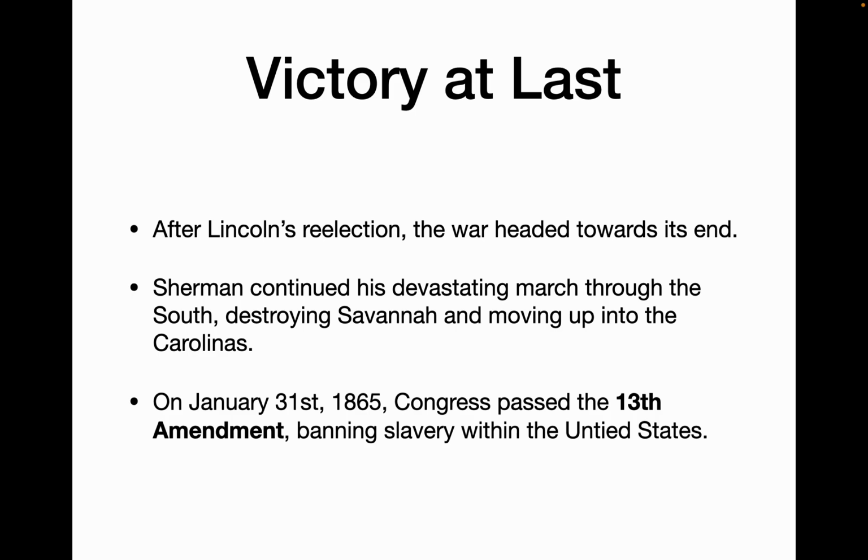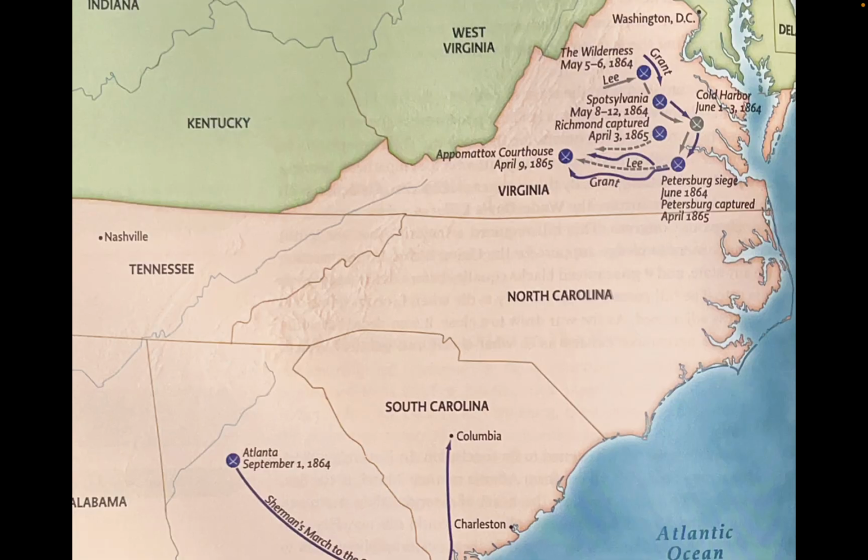And then on January 31st, 1865, Congress also passed the 13th Amendment banning slavery within the United States. In total, the Emancipation Proclamation freed some citizens, or freed some African Americans, freed some enslaved people. The 13th Amendment frees all enslaved people. It says slavery is not part of our nation anymore, except unless you're a prisoner. That's what it keeps out.